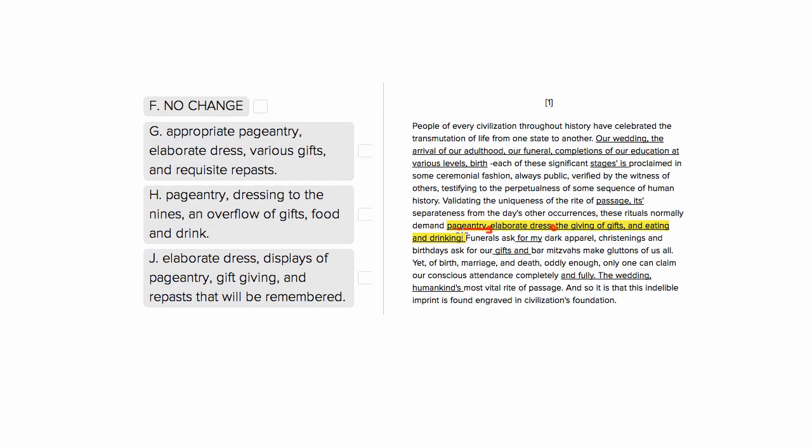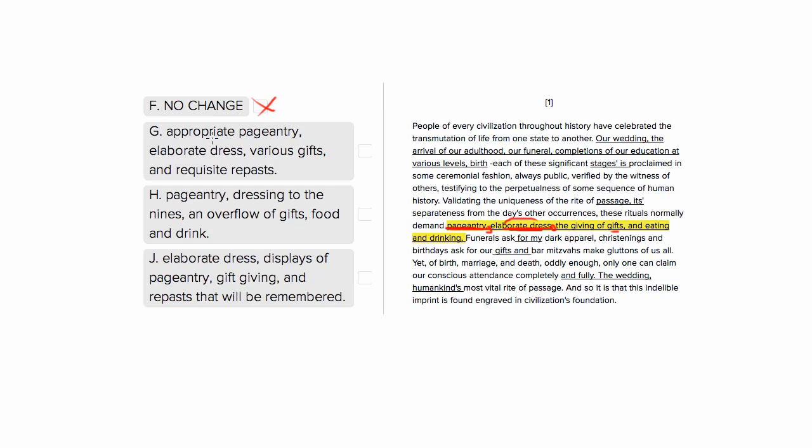So we don't want things like, in our first choice, we see pageantry, elaborate dress, the giving of gifts, and eating and drinking. While this doesn't sound awful, it's a little bit awkward because we have pageantry here, which is just a noun, followed by elaborate dress. So we have dress here modified by our adjective, elaborate. This would not be a parallel structure because on this side you have no adjective, and on this side you do. We're looking for all sides to be equal. So let's cross out F because it doesn't fit parallel structure.